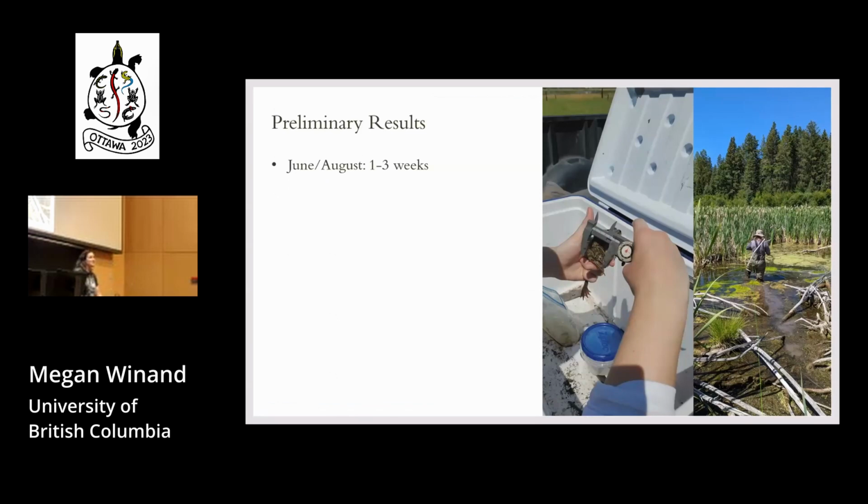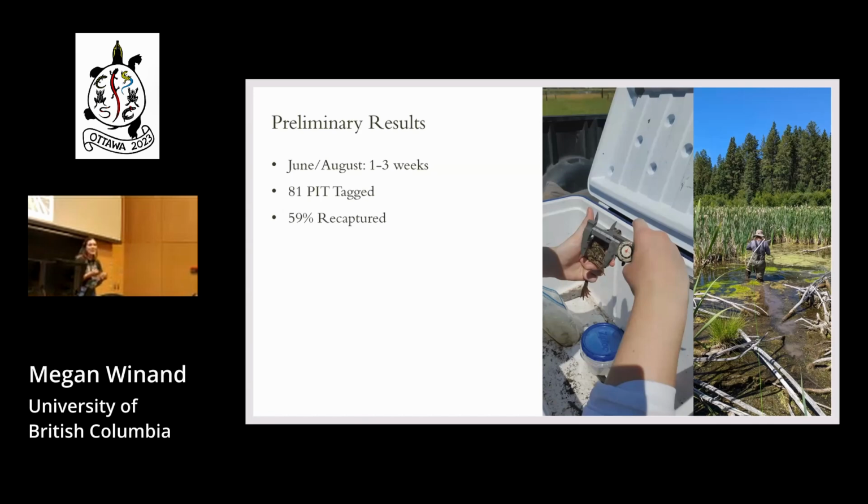I finished this work 3 weeks ago. So you and I are still learning what's to come of my data. But I can tell you that I did do mark recapture from April until August. And then I did 2 stints of belting and tracking frogs in June during their summer habitat use, and in the fall when they're hopefully going into their overwintering period.